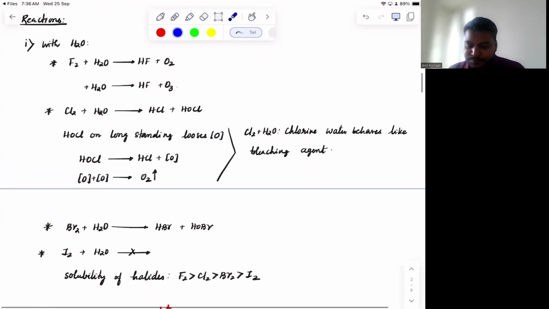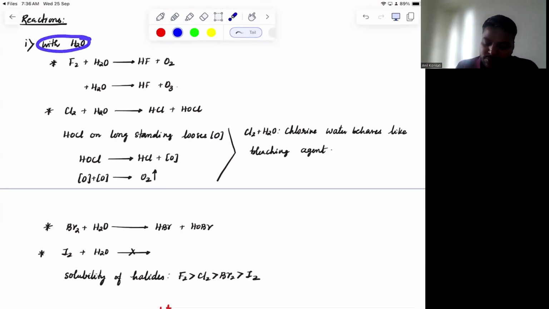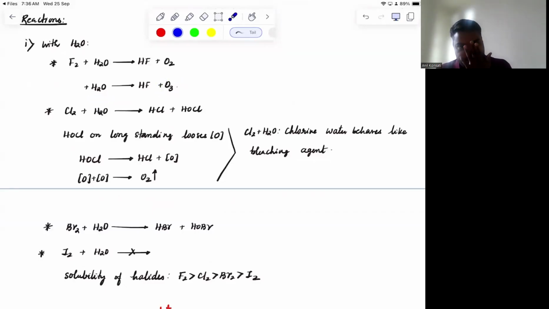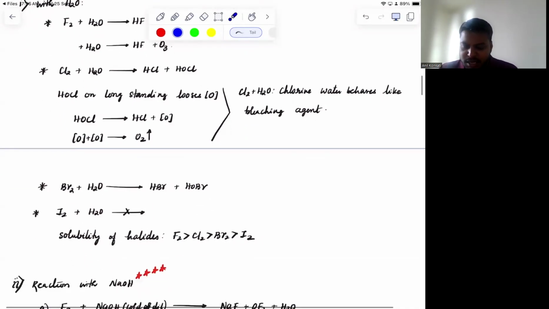Next, see the reactions here. First with H2O. F2 plus H2O will give you HF plus O2. And the same thing will go, but some amount of O3 will also be formed. So F2 is so strongly oxidizing, it will even form some amount of O3. So what we get is ozonized oxygen. Chlorine disproportionates in water and becomes HCl and HOCl. And HOCl, if you keep it for long standing, again loses the nascent oxygen that will convert into O2. So Cl2 plus H2O can be used as a bleaching agent.